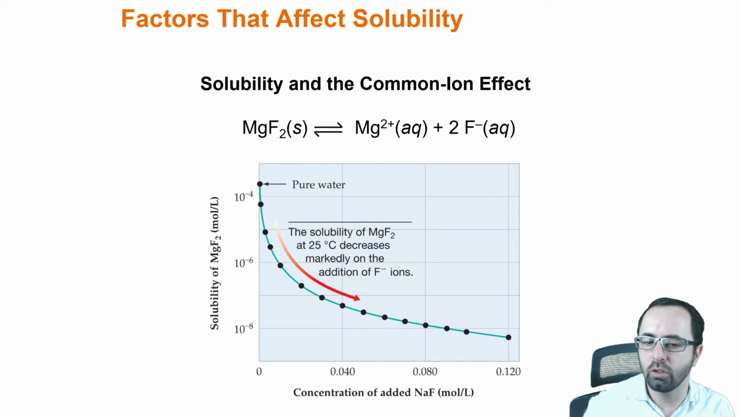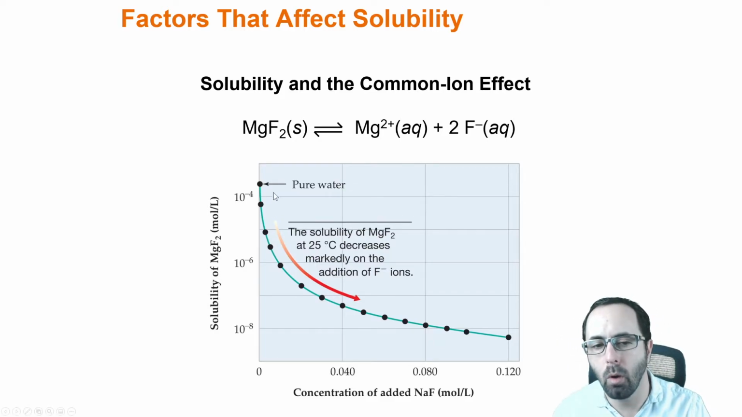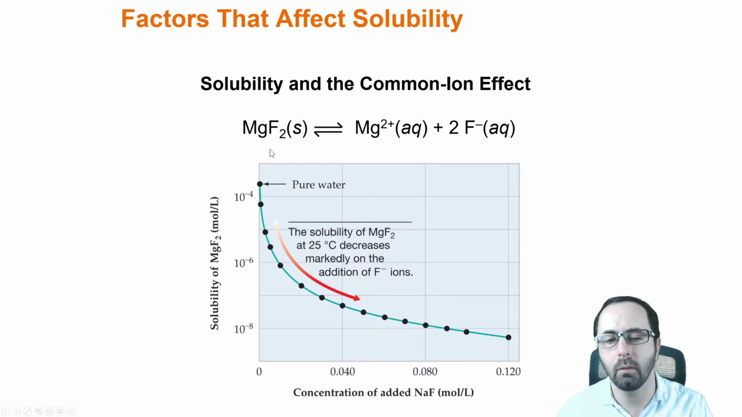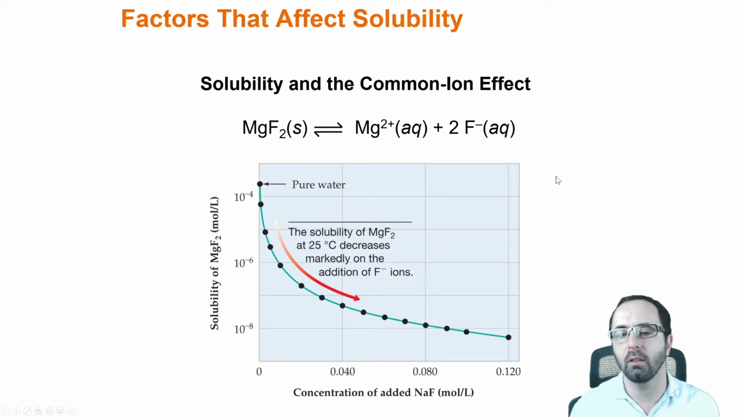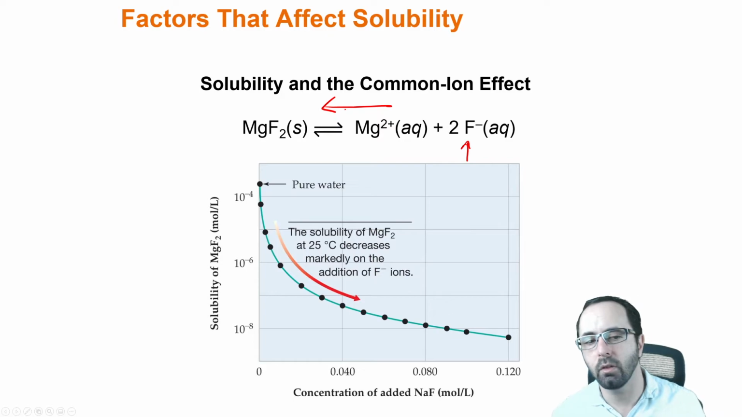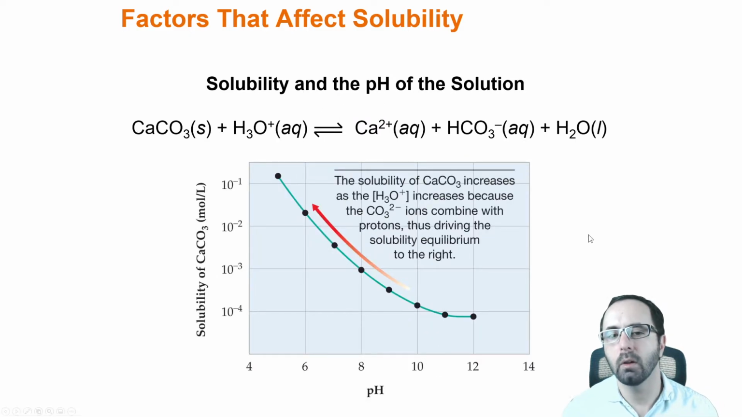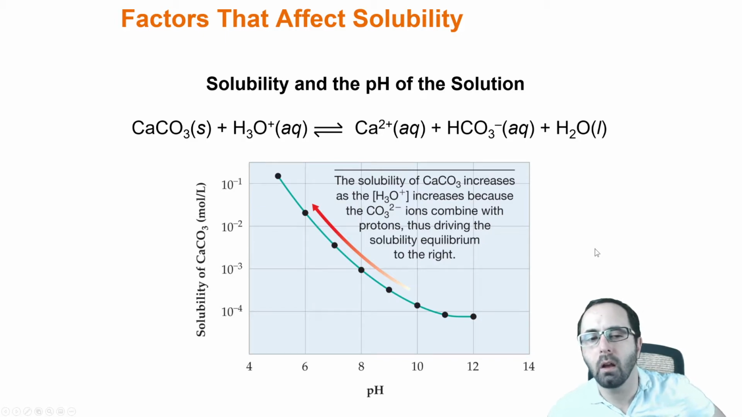So this is just a chart showing the effect of adding more and more fluoride ions. In pure water, the solubility of magnesium fluoride is, as we determined, 2.6 times 10 to the minus 4. But as we add more and more fluoride ion, that causes the solubility to decrease due to Le Chatelier's principle. Again, adding more fluoride ion shifts the equilibrium to the left, meaning lesser solubility of the magnesium fluoride. Now, that's solubility with respect to the common ion effect.